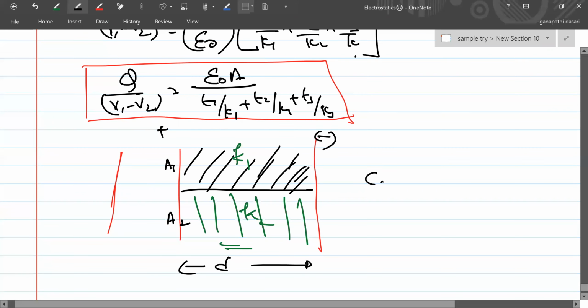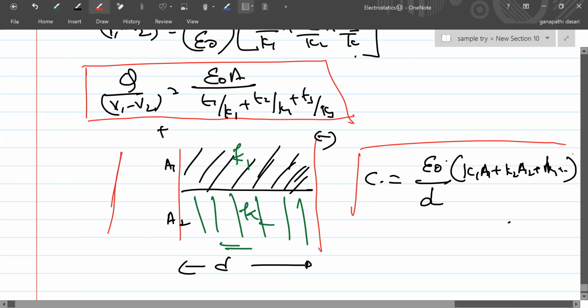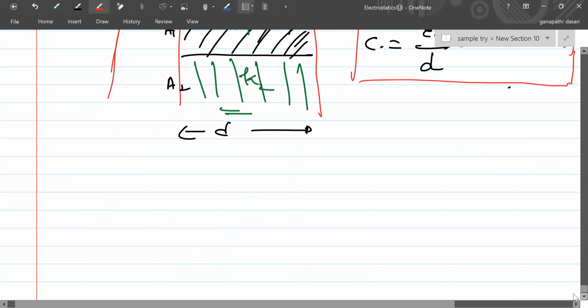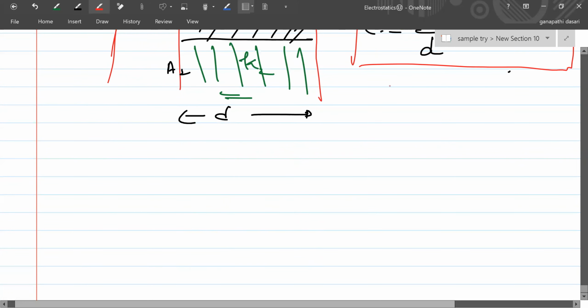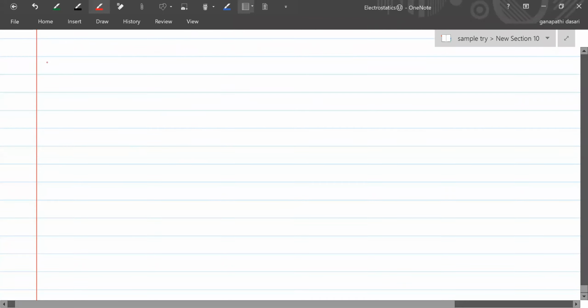C effective will be C is equal to epsilon naught by D into K1 A1 plus K2 A2 plus K3 A3 and so on, if there are a number of materials here. This is the formula that you can apply for this parallel arrangement of dielectric media. And that can be derived by following the same procedure that I have used for the previous questions. Now let us see the combination of capacitors.